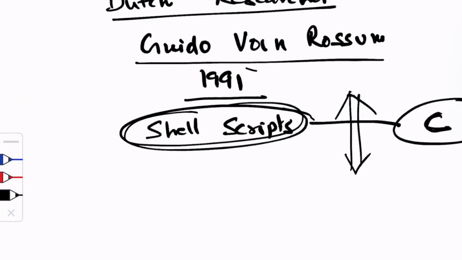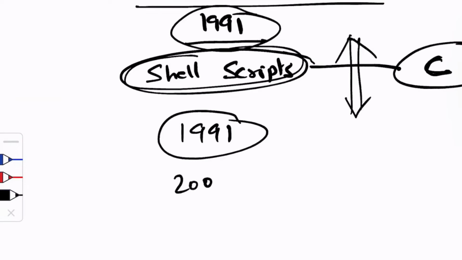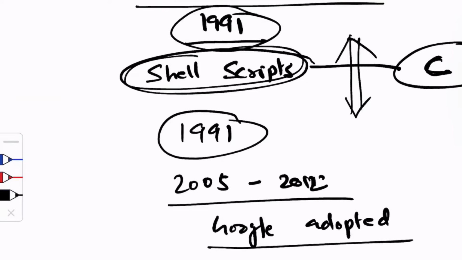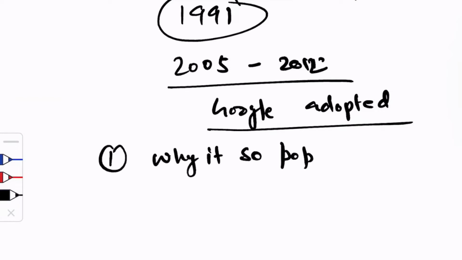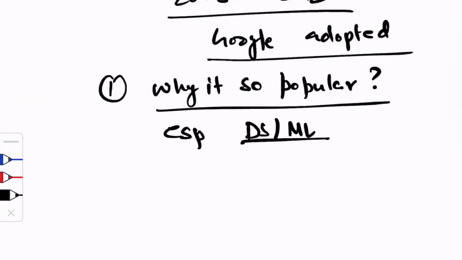Okay, and once he developed it, slowly this language started picking up. It was developed in 1991. But between 2005 and 2012, Google adopted it as the language for their development framework, which made it very, very popular. So the next question would be, why is it so popular, and especially in DSML work, right?